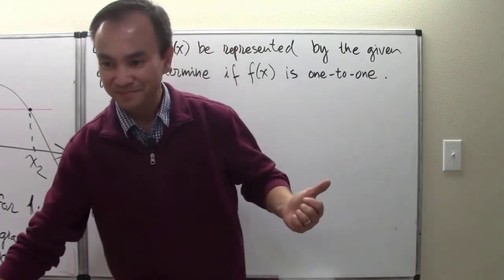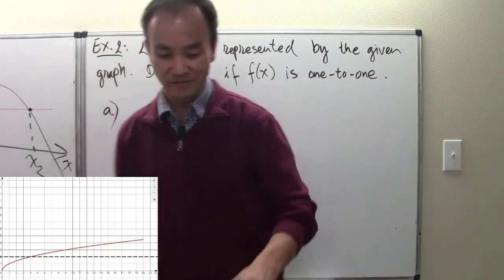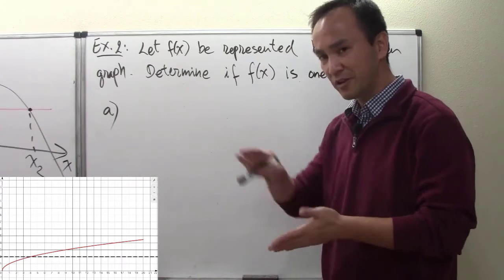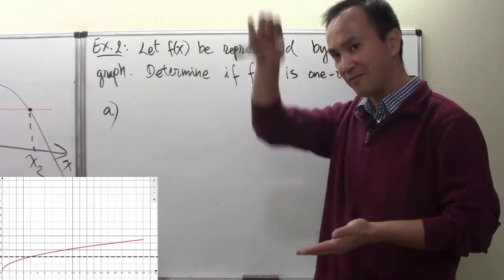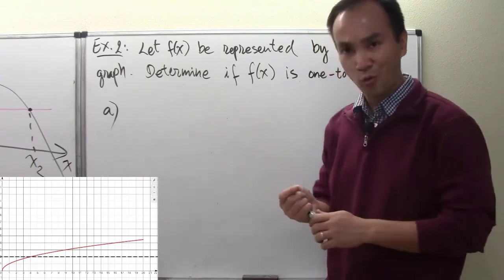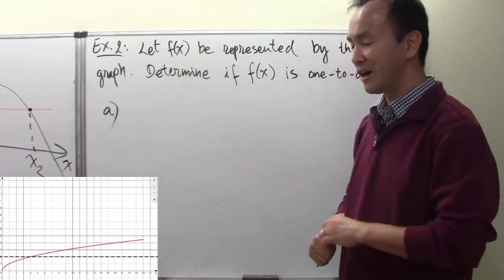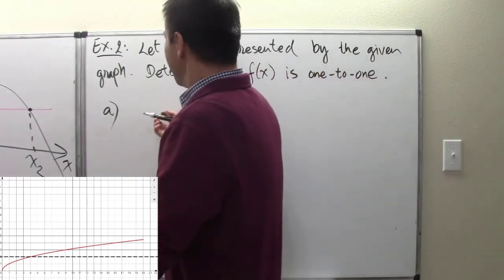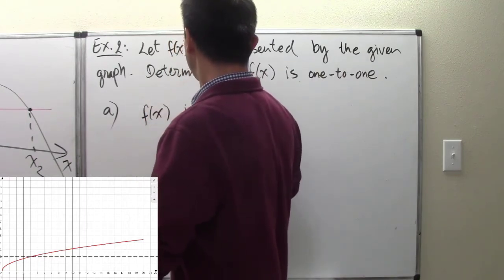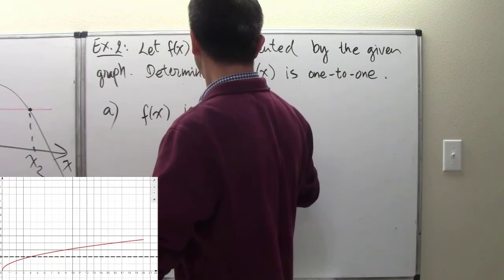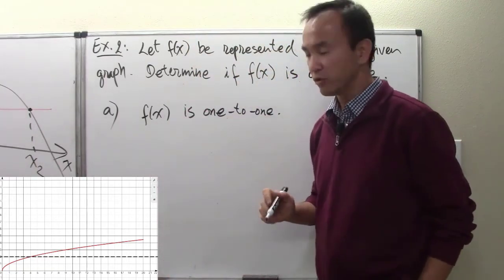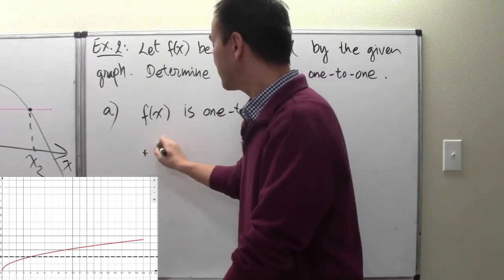Okay, and let me still keep the graph here. Once we have seen the behavior of that horizontal line as we bring it up and down, anywhere we brought it, it only crossed at 1 point. So now we have a firm decision. Okay, f of x is 1-to-1. That's simple.